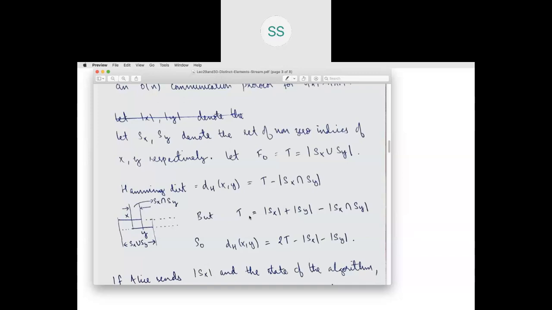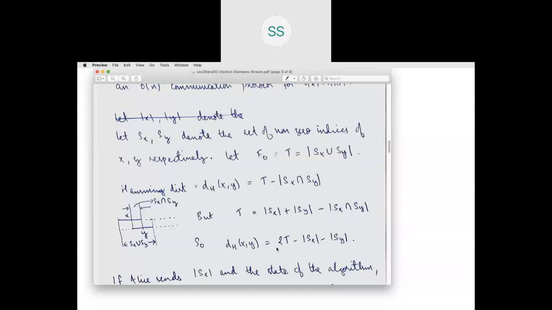But you can also write t, which is the union, using standard set theory, that the union is equal to size of Sx plus size of Sy minus the common portion. This is the principle of inclusion-exclusion: size of Sx plus size of Sy minus the intersection. Now when you combine this, you substitute this value of Sx intersection Sy from here over here, and you get that the Hamming distance is equal to 2t minus Sx minus Sy.